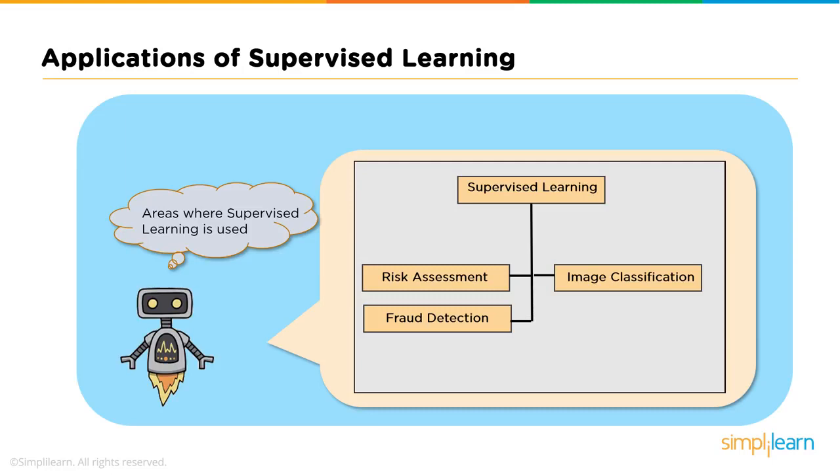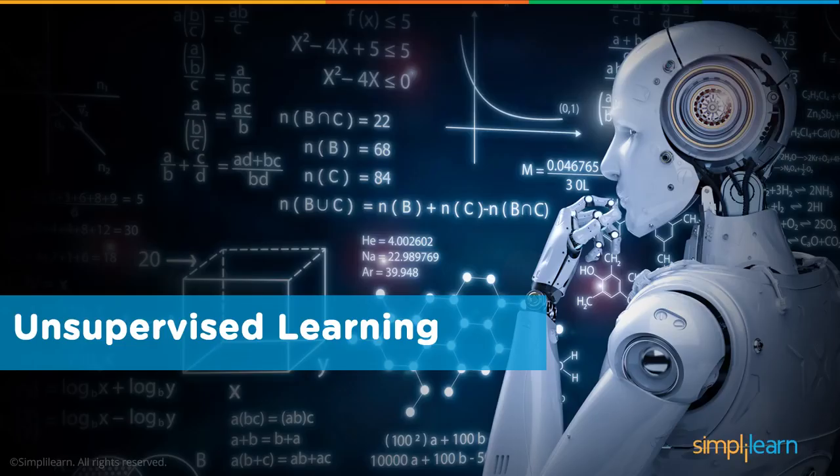whether the transactions made by the user are authentic or not, and visual recognition, the ability of a machine learning model to identify objects, places, people, and actions in images. Now, let's quickly talk about unsupervised learning.